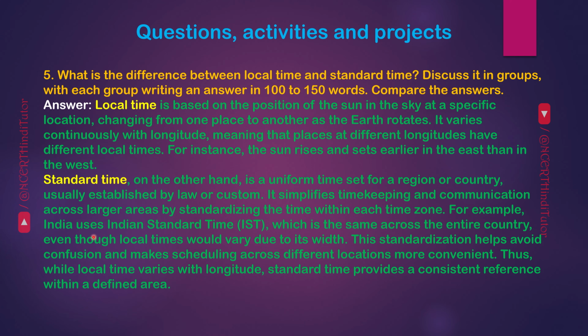For example, India uses Indian Standard Time (IST), which is the same across the entire country, even though local times would vary due to its width. The standardization helps avoid confusion and makes scheduling across different locations more convenient. Thus, while local time varies with longitude, standard time provides a consistent reference within a defined area.